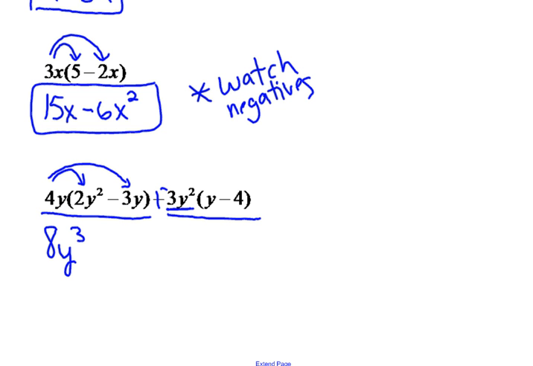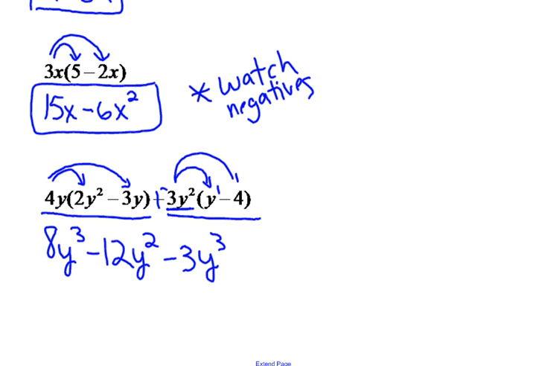4y times negative 3y. Well, 4 and negative 3 gives us negative 12. Y times y is y squared. Now we have negative 3y squared times y. Again, we're going to add exponents. Remember, there's a 1 up there. Negative 3y to the third. Negative 3y squared times negative 4 gives us a positive 12y squared.